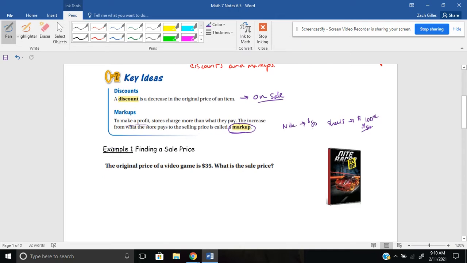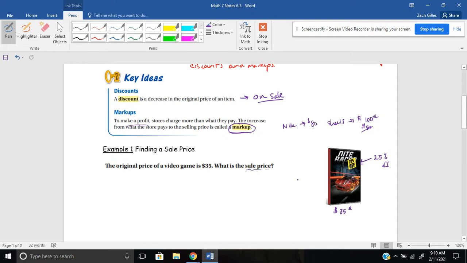Example 1 wants us to find a sale price. It says the original price of a video game is $35. What is the sale price? So originally, this would be on the shelf, and you would see it would be $35 regular price. But then notice that it's got this sticker on it for 25% off. How can you calculate what the sale price is?